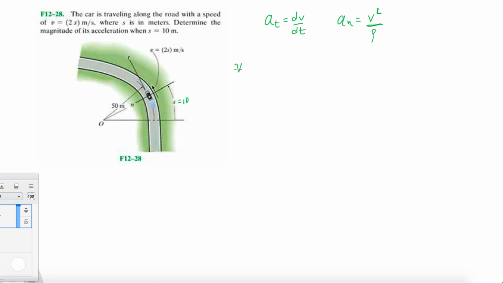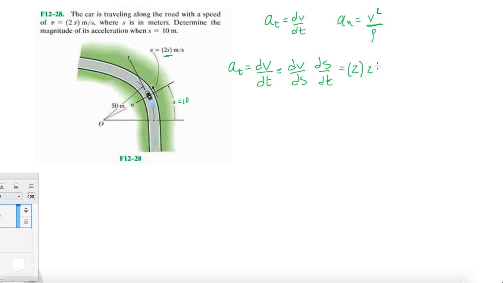We're given all the tools here. Since we want to find the acceleration in the tangential direction, they're trying to throw us a curveball by giving us the velocity in terms of space, not in terms of time. Since we're already used to the chain rule, we can just say dv/ds times ds/dt. The first derivative of the velocity with respect to s is going to be 2, and then ds/dt is just the velocity, so that'll be 2s.